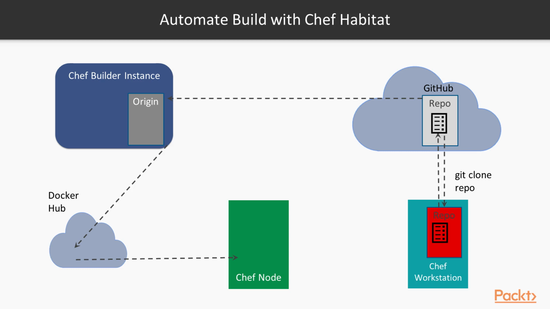We would make some changes to the code, and we would add and commit the code, and the committed changes are reflected in the local repository. Then we would go ahead and push the changes to our remote repository in our GitHub account. Our changes have been reflected, but we need to build these new changes. And for that, this time we would be using our Chef Builder instance to build our package.